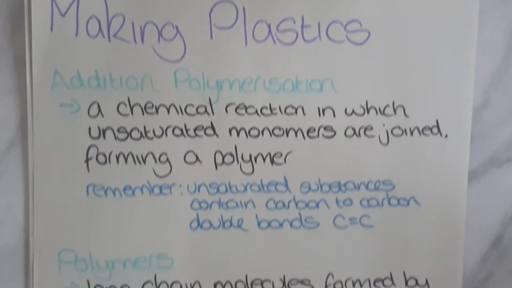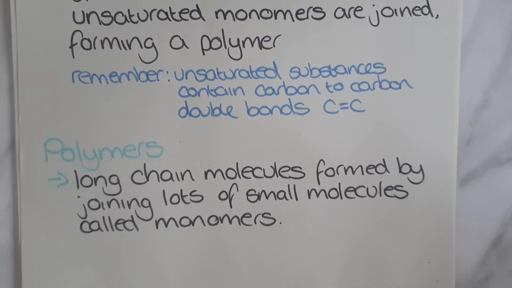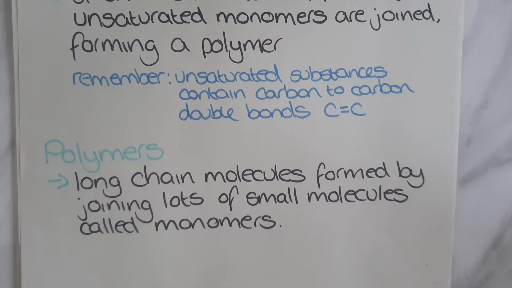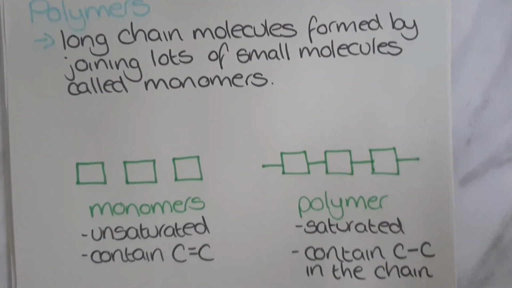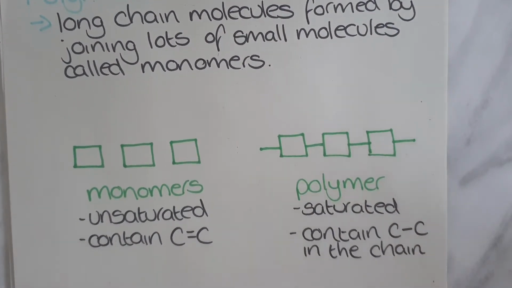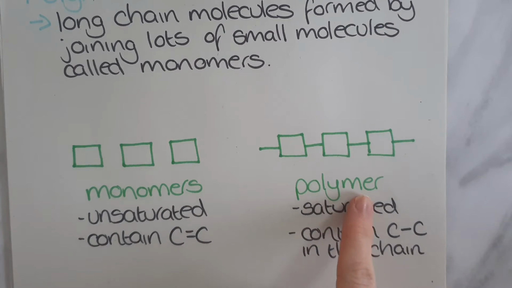We also have the definition for a polymer, so both of these definitions will be quite new to you. A polymer is a long chain and it's a molecule formed by joining lots of small molecules called monomers. So if I show you that in a simple diagram form, we have our small monomers, so take 3 and join them together to make a polymer.